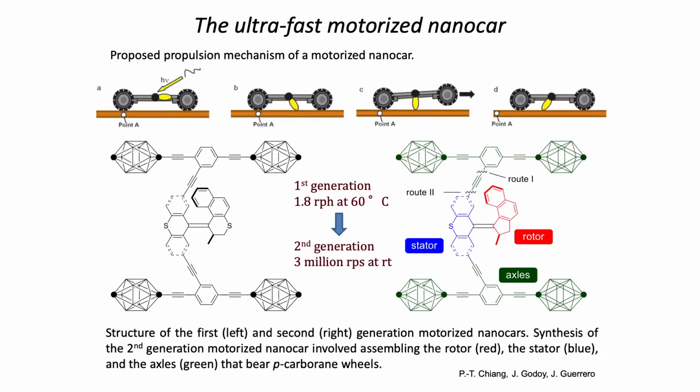This was the first generation motor that we put in the car. It worked, but it only rotated at 1.8 revolutions per hour.